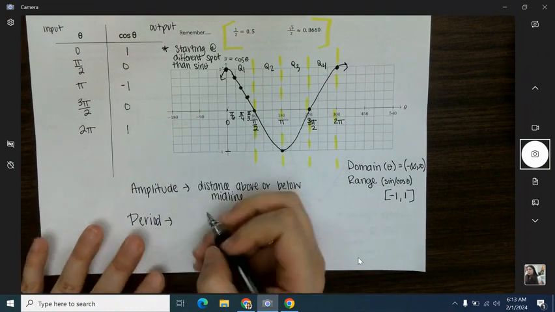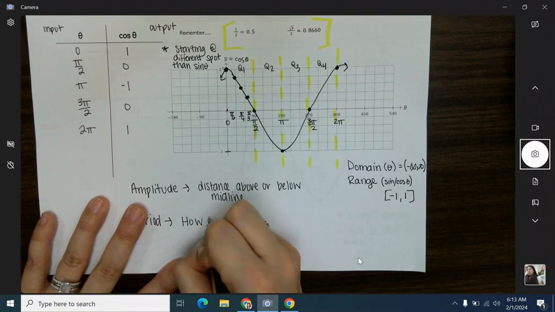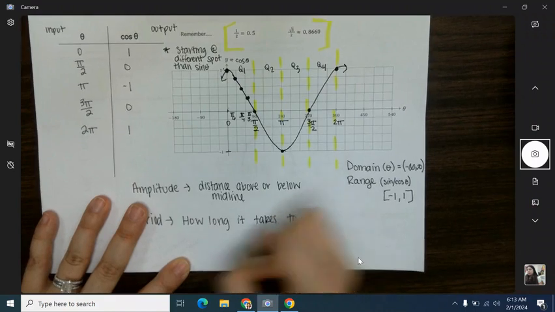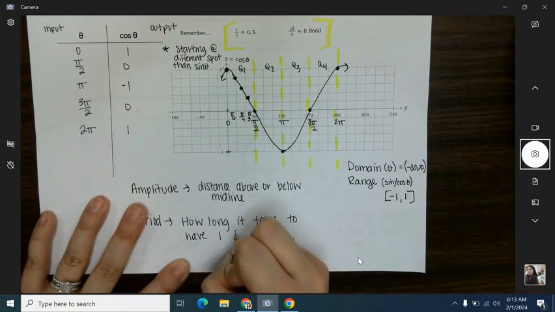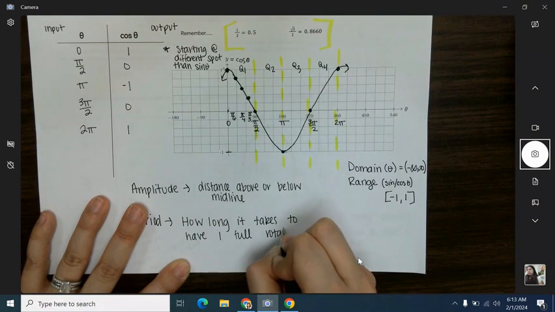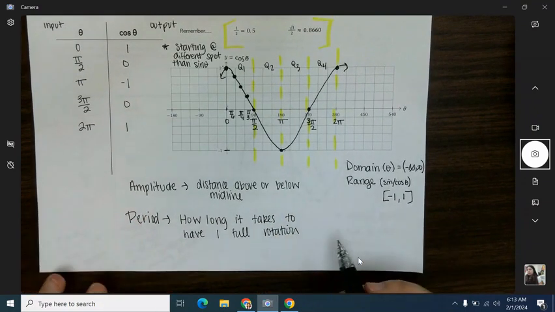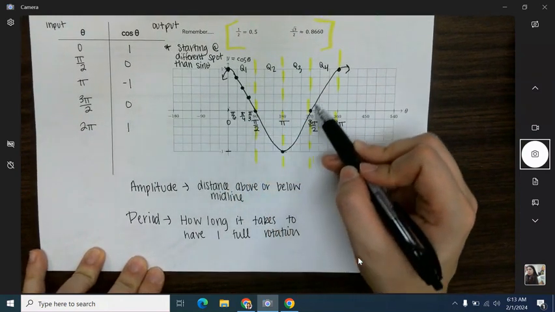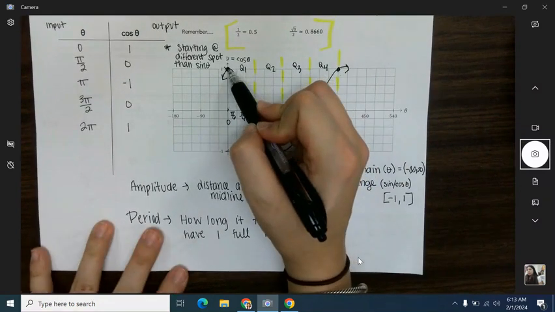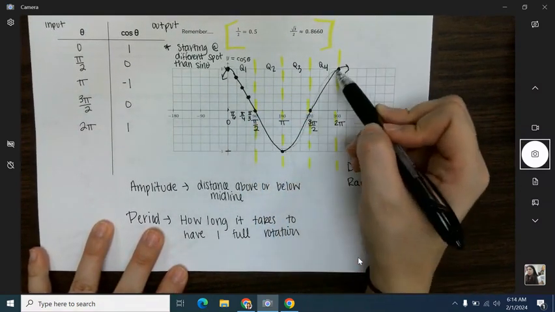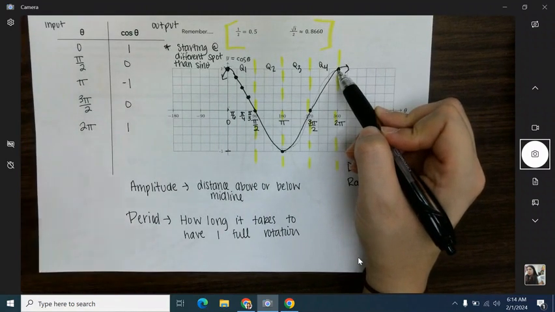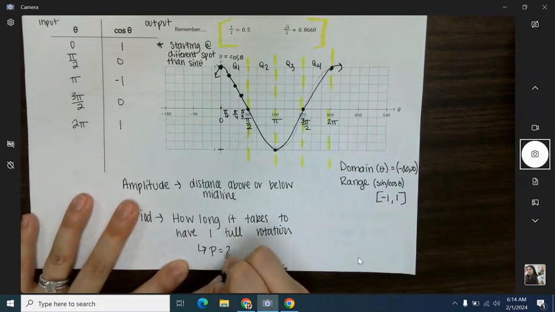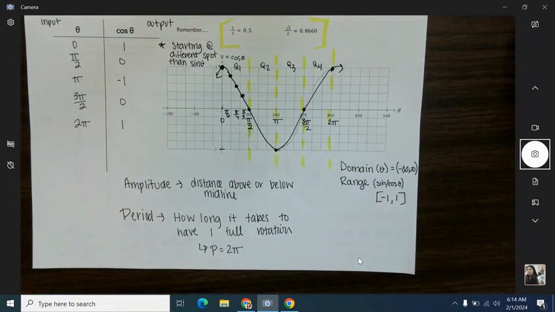Okay, and the period is essentially how long it takes to have one full rotation. So what we mean by that is always think about where you start and then how long does it take you to finish in that exact same spot. So for us, we start here at 1, and it takes us all the way until 2 pi to then repeat that value and go back to the beginning. So in our case, our period is 2 pi, okay?